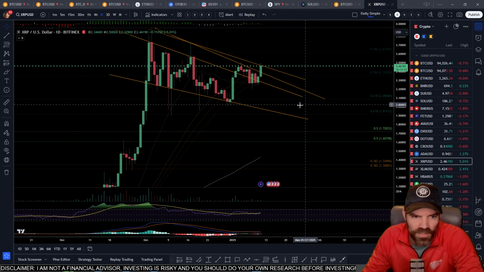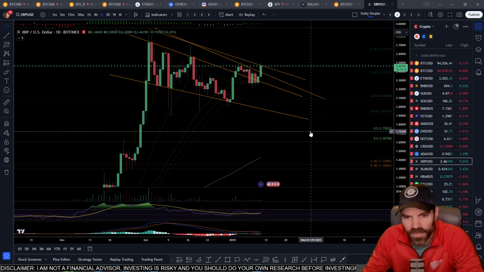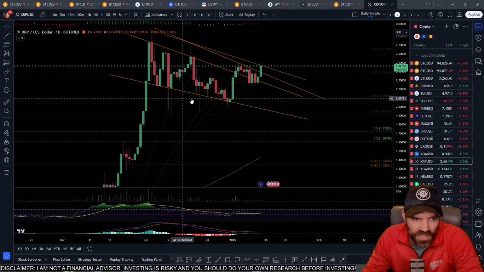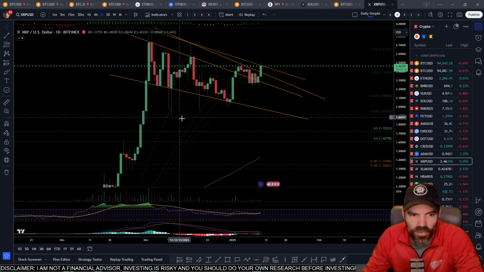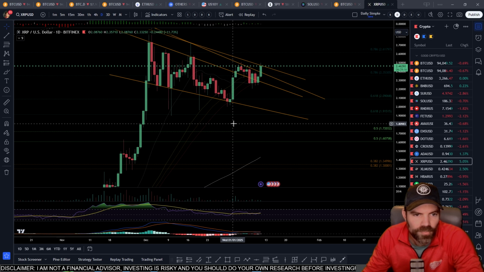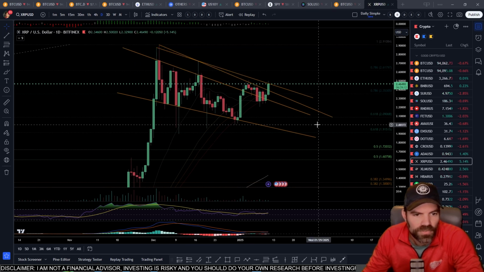So you can see we have not touched either of these 0.5 levels yet. So that's interesting. We did, however, get some rejections off this 0.618, and we even touched this other 0.618 here. Okay, so that's important to notice. So here we go. We have a bunch of lines. These are all our resistance lines.